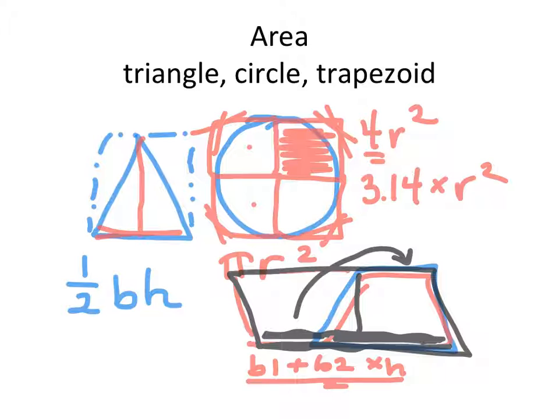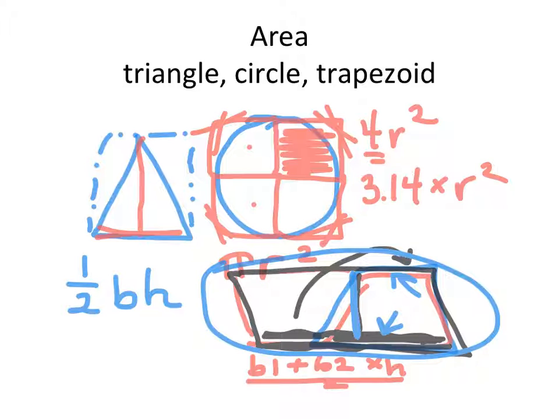So if we take base 1, that's right here, plus base 2, that's right here, times the height, because that's how we find the area of a parallelogram, then of course what we have to do is divide it by 2, because we don't want the area of this entire parallelogram. We only want half of it. We only want the trapezoid. So that's why the formula works.